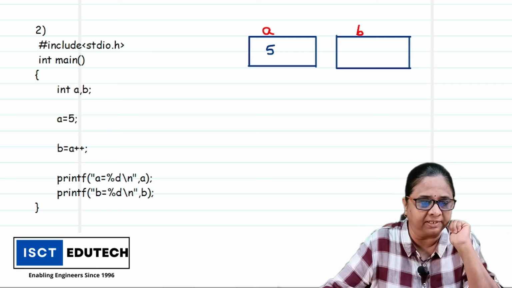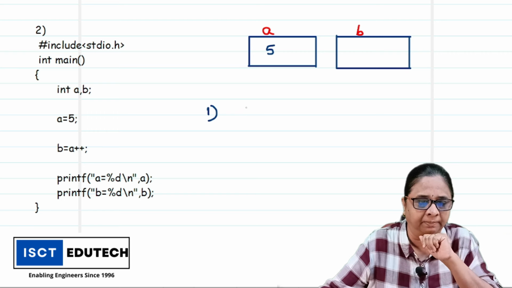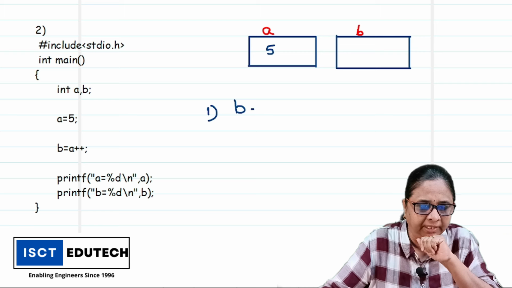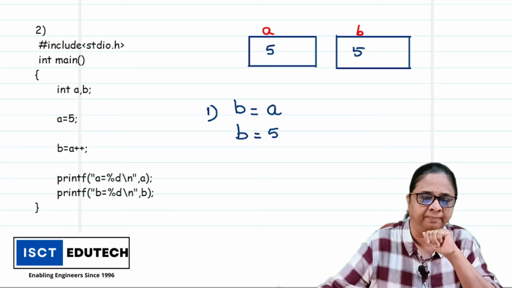So, what is the first step to be executed? It is assign. When you are taking assign, take only the variables on the left hand side and the right hand side. Don't take the increment or the decrement. Means it is just B equals to A. So, how much B becomes now? B becomes 5 because that's the current value of A in the memory.